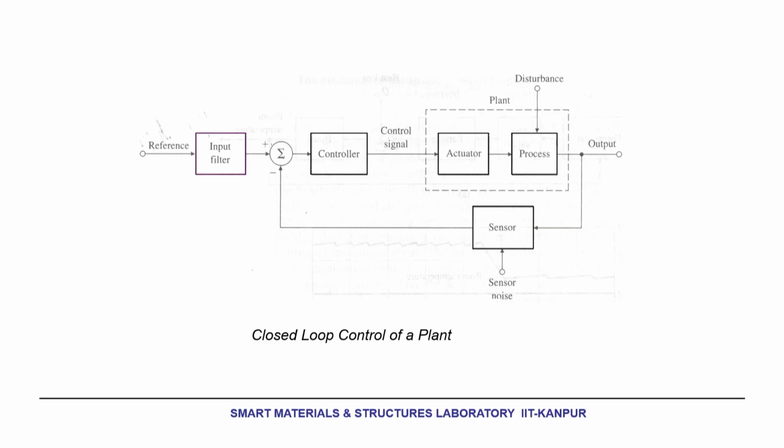So, here I have shown a simple closed loop control of a plant. What do we have in this picture on the left hand side? I have a reference. Okay. So, what does the reference mean? Reference means a desire to go towards a particular direction, or a particular type of, let us say, temperature, pressure, displacement, force, anything that you want to achieve through a system.